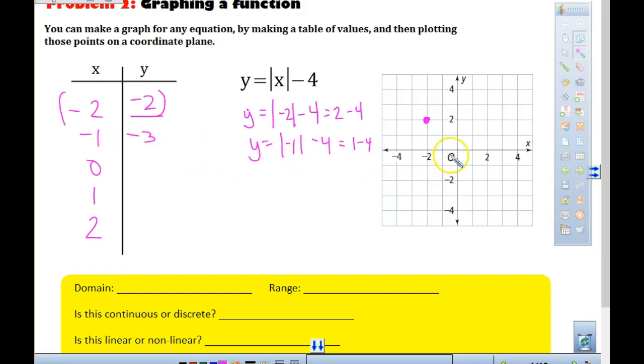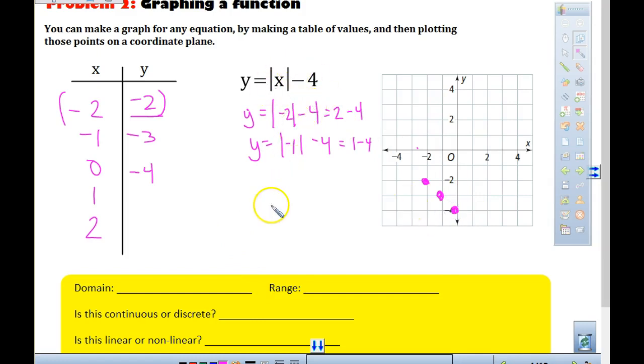So at negative... did we graph that one right? No one was going to say anything. Negative 2, right? Negative 1, negative 3. What happens when you plug in 0? What do we get? We get negative 4, right? If you plug in 0, you get negative 4, because the absolute value of that, so we're down at negative 4.